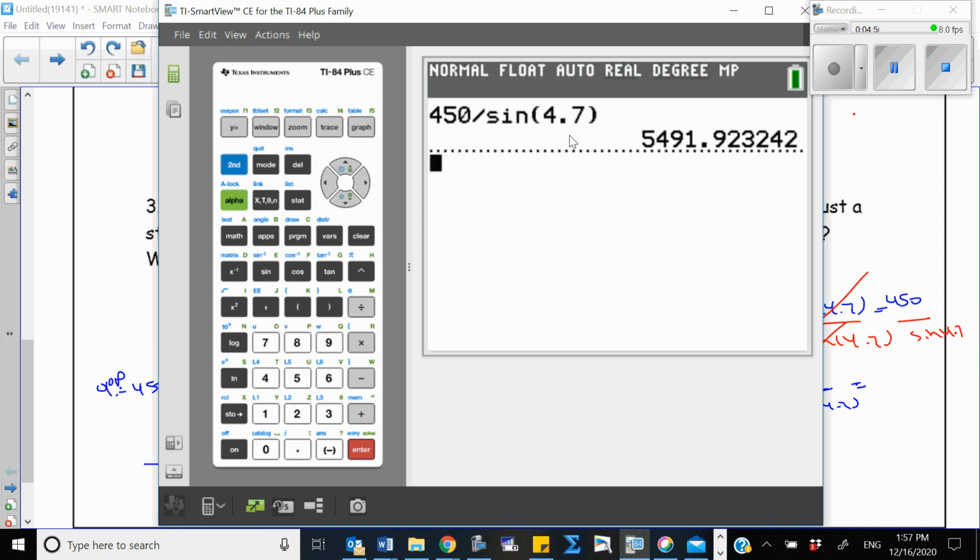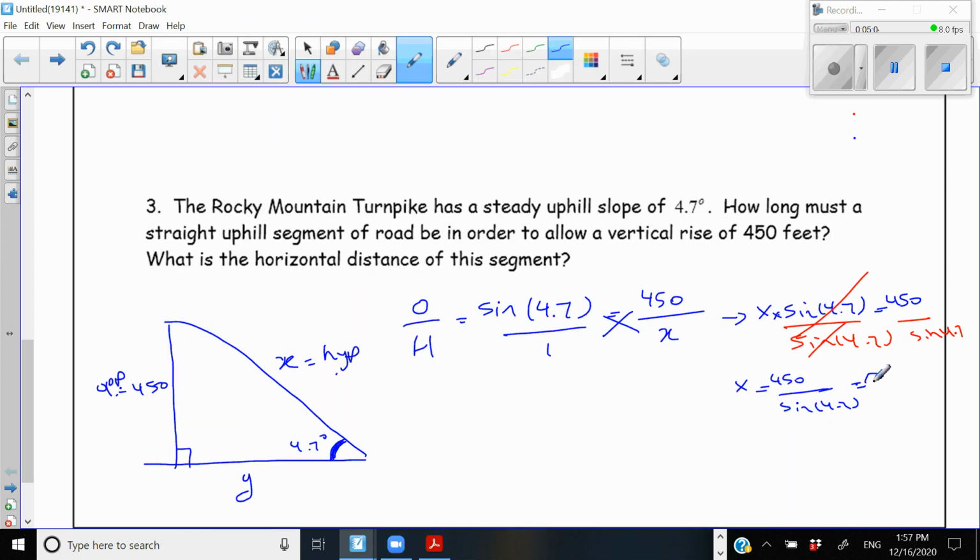And here's what I already made for you. 450 divided by sine of 4.7 is this number, 5491.92. So that's this side.